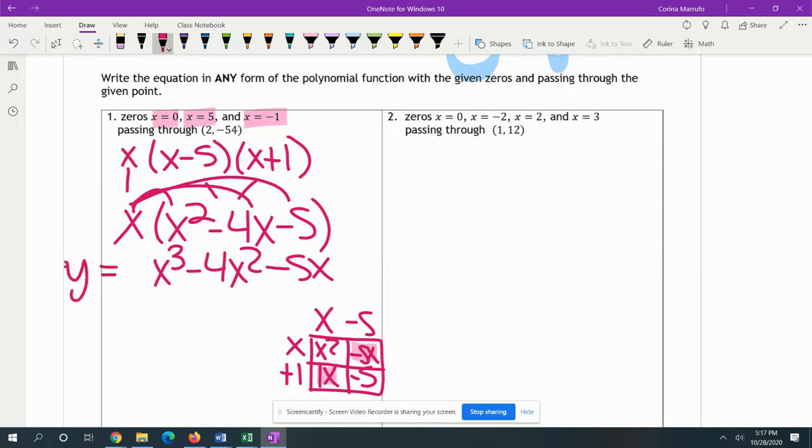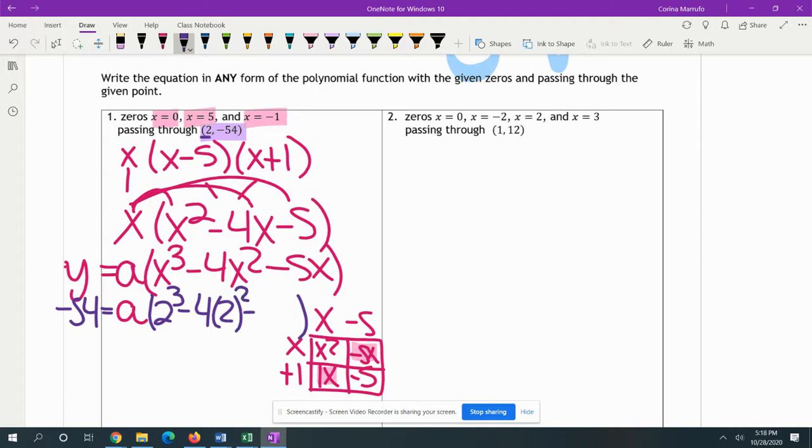So y equals this. Now remember, they put an a here in the front because they wanted to cross through a certain point. And this specific point that they wanted to cross through is 2 and -54. So what we're going to do is plug in our x and our y value. So instead of y, I'm going to put -54 equals, we don't know what a is, that's what we're looking for. And then everywhere I see an x, I am going to plug in a 2. Okay, so it's going to be 2 to the third power minus 4 times 2 squared minus 5 times 2. Okay, and we are solving for a.